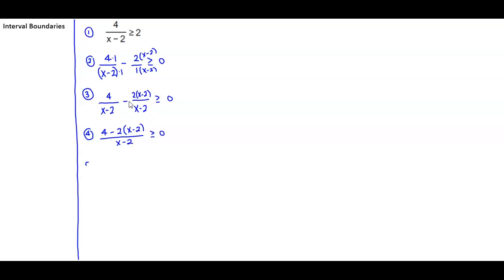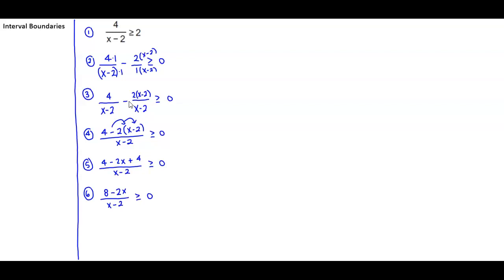And now we're going to distribute that negative 2 to both of those terms and then combine like terms. So we have 4 minus 2x plus 4 over x minus 2, and that's greater than or equal to 0. So now we end up with 4 plus 4, which is 8 minus 2x over x minus 2, which is greater than or equal to 0.